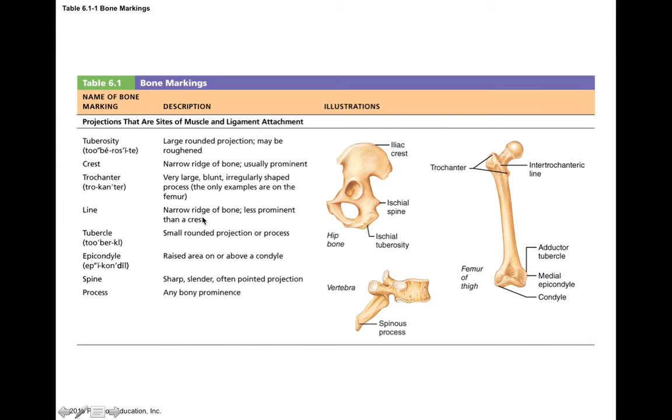We have lines, which are more of a narrow ridge. A line is a narrower form of a crest, so it's not as prominent. Tubercles are small, rounded projections or processes, also for muscle or ligament attachment. Epicondyles are raised areas above a condyle, and a condyle is essentially a smooth area of bone for joint articulation or connection. Epicondyles are usually just near the condyle, and they're also for muscle attachment. Spines are sharp, slender processes, and processes are just any bony prominence.